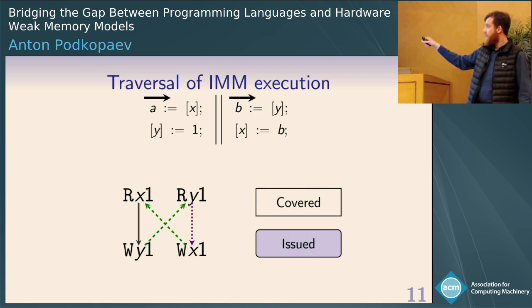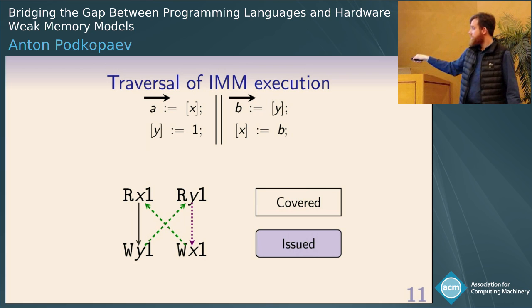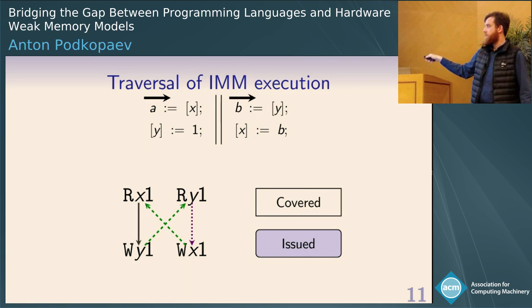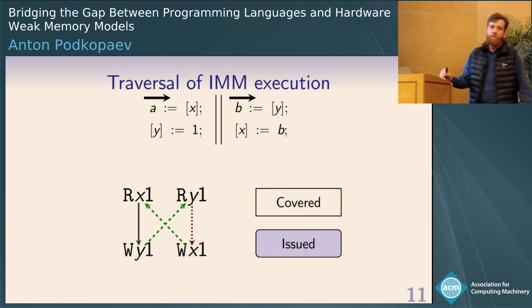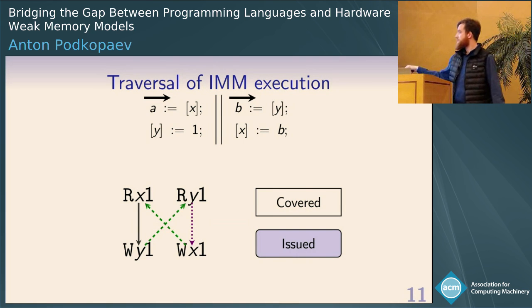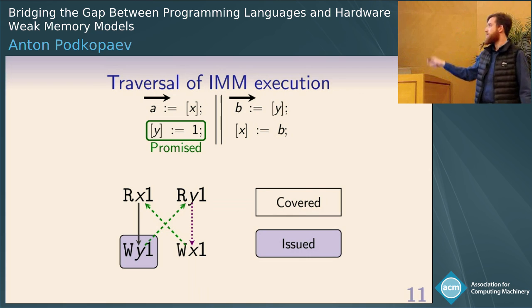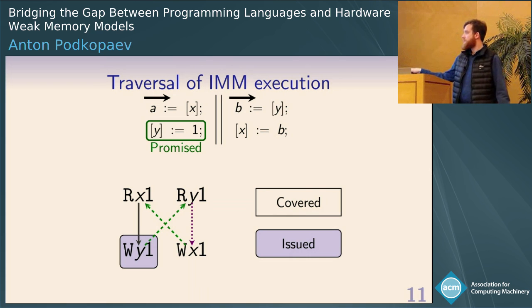That is why we have to start with issuing one of the writes. However, we cannot issue this write because then we won't be able to certify the corresponding step in the promise semantics, as this write depends on a read event which reads from something which is not issued yet. So we have to start by promising this write.